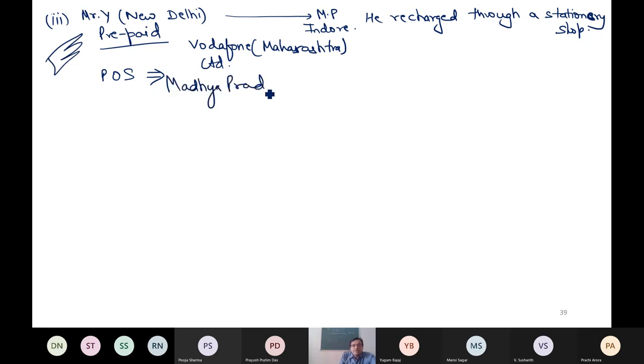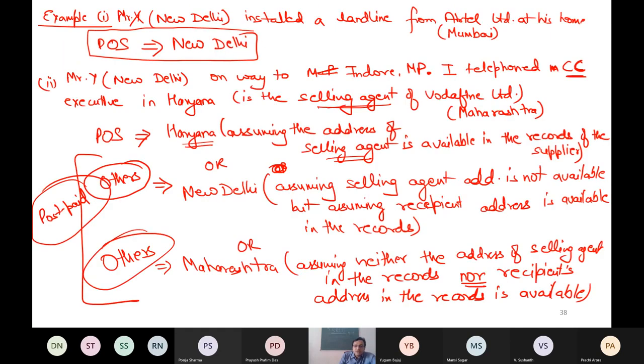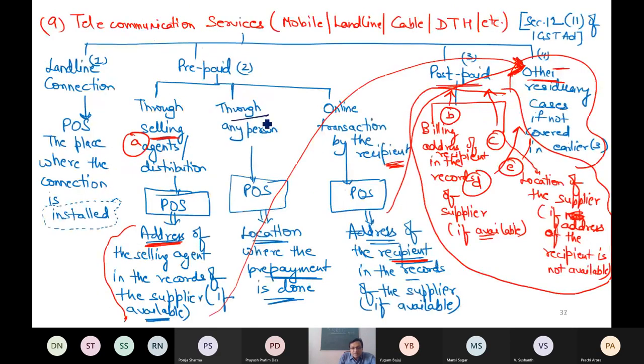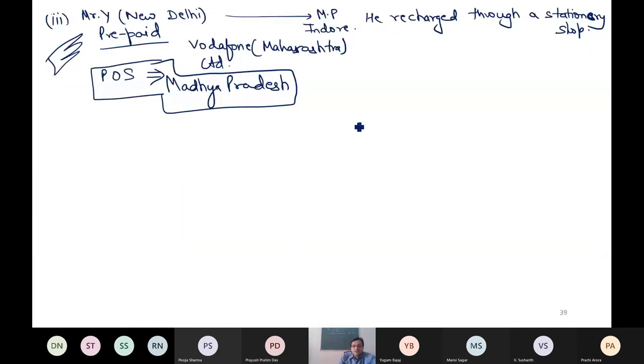But no question of any assumption. This is the main point. You have said that assuming. No, why should I assume? There is no assumption involved. It's simple. When you are recharging through any person, then simply check where the prepayment is done. There is no question of any assumption. That's it. The prepayment is done in Madhya Pradesh on that shop. It's over. Next one.